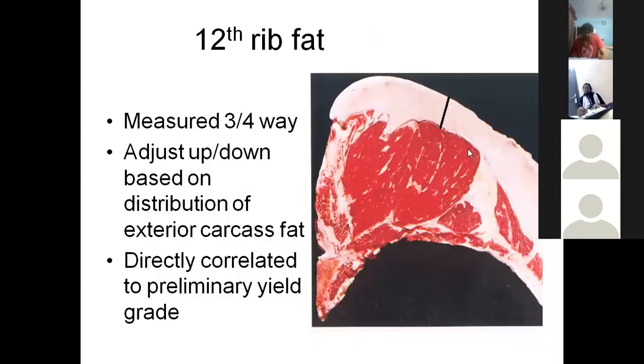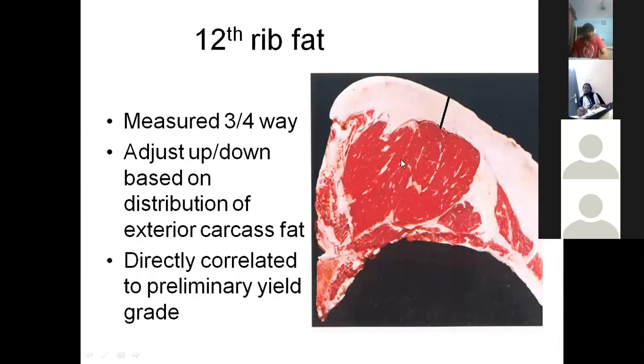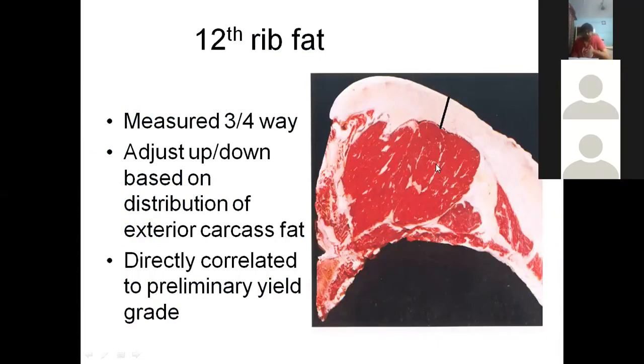You can see here, it's very clear. Between the 12th and 13th ribs, we cut down and measure 3/4 of the way. This is the total area. In that 3/4, this is actually a pig carcass, perpendicular to that, we'll be measuring this one. So this is the back fat thickness.